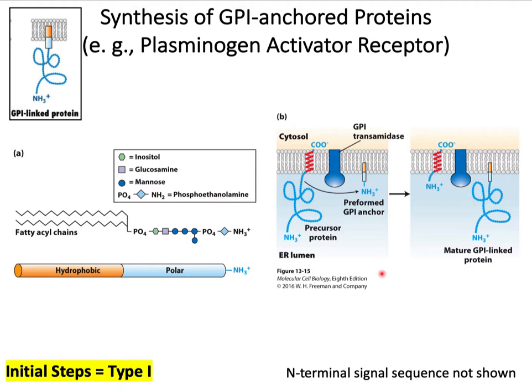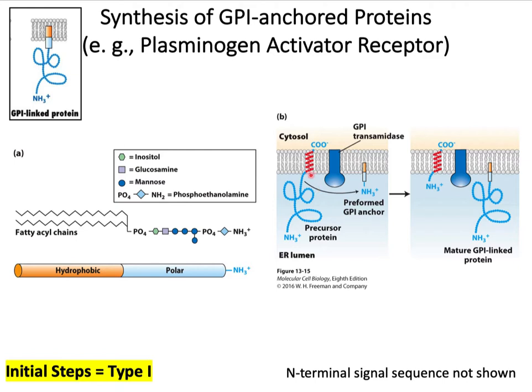It's quite simple. The initial steps are identical to the initial steps of the type 1 transmembrane protein. So there is usually an N-terminal cleavable sequence, not shown in this slide. The protein is synthesized as a type 1 transmembrane protein with a little bit of C terminus on the cytosolic side, right here, and the majority of the protein on the N terminus side is in the ER lumen. And what happens at this stage is that there is a string of amino acids close to the transmembrane region that is recognized by an enzyme known as GPI transamidase.